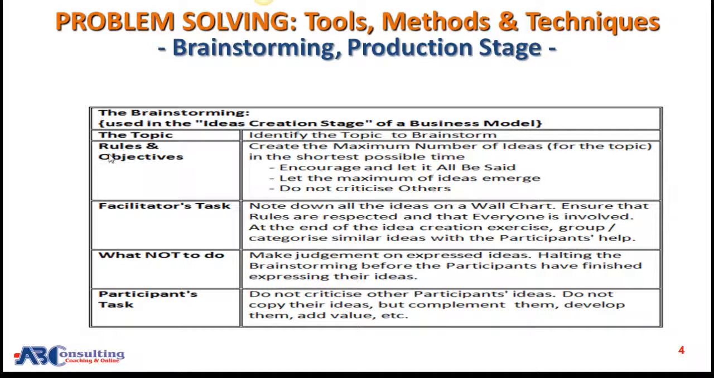We've set ourselves some rules that must be followed by all during the brainstorming stage. Objectives need to be set out so that all the ideas that have been gathered should fall within those objectives eventually, especially at the later stage. Every brainstorming must have a facilitator. Its tasks have been identified. What not to do has been clearly marked so that each one of us knows what to do during the brainstorming and what not to do. The participants' tasks and how they should behave during the production stage.